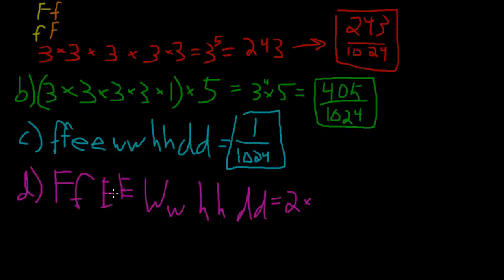For homozygous dominant for E, there's only one possible way. The mother and the father must have given the dominant allele. For W, again, just like F, there are two possible ways. Either mother gives dominant and father gives recessive, or mother gives recessive and father gives dominant. Homozygous recessive, there's only one way. Both the mother and the father must have given the recessive allele. Same logic here. There's only one possible way. Both parents must have given the recessive D allele. Which means the answer is 4 out of 1024, or simplified, 1 out of 256.